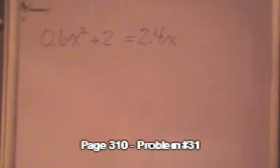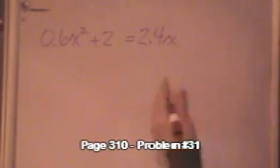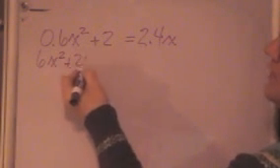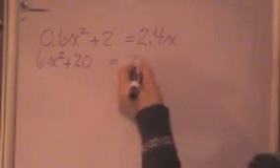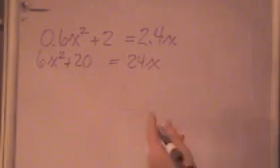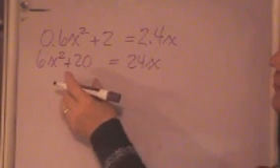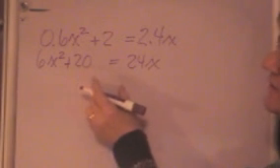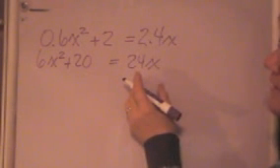Just like you can work with fractions as coefficients, you can work with decimals. But let's get rid of the decimals. Let's just multiply through by 10. So that gives me 6x squared plus 20 equals 24x. Now what I'm going to do is I'm going to take the 24x and move it to the left side, so it becomes a negative 24x. And I take the positive 20, move it over here, it becomes minus 20.